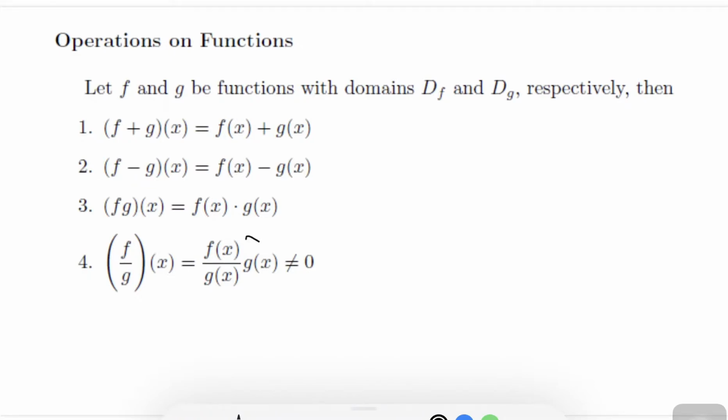So this is not included. This is a condition that your denominator, g of x, must not be 0. Because if it is 0, your fraction is undefined or will become undefined. Okay? Simple lang. So we need your simple algebra.